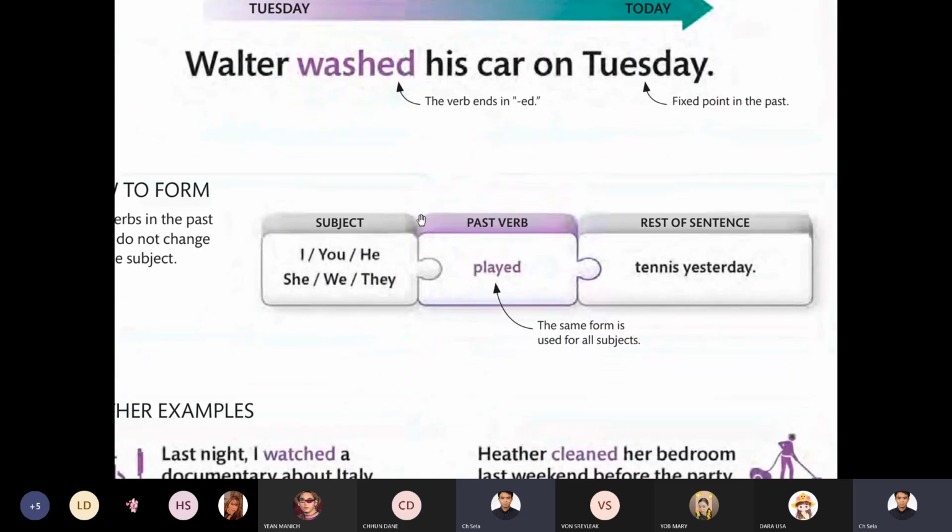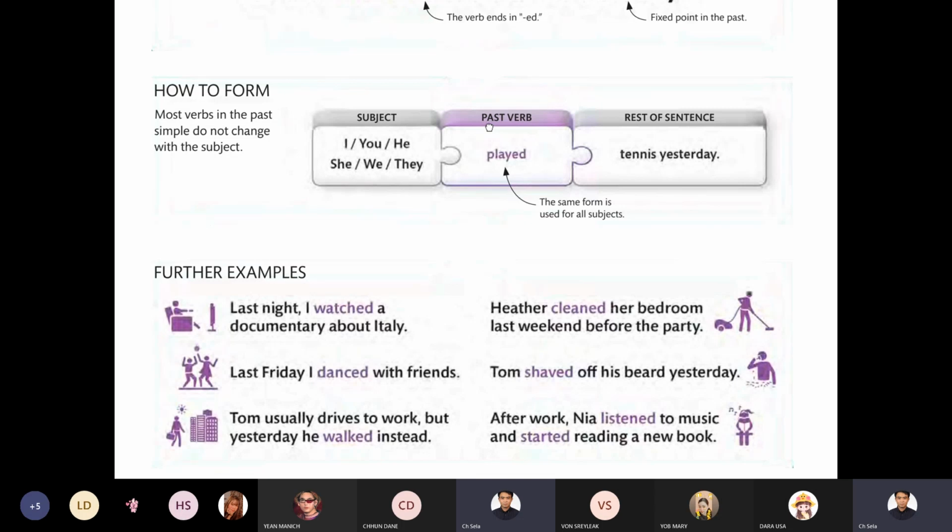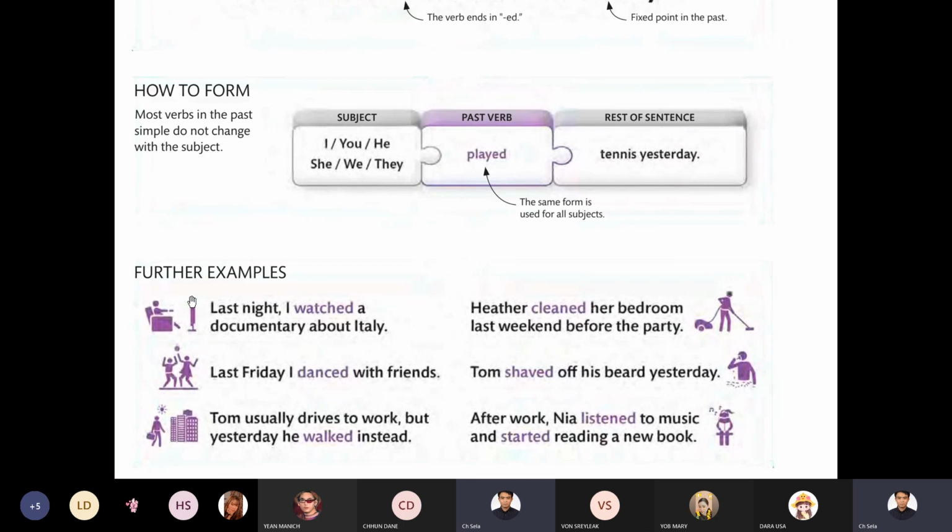And you can look at the form. Right, how to form? Most verbs in the past simple do not change with the subject. Like I play, you play, he play, right? You don't change, you don't add s, you don't add anything. Just use the same form with all the subject. Tennis yesterday. And there are more examples you can see here.